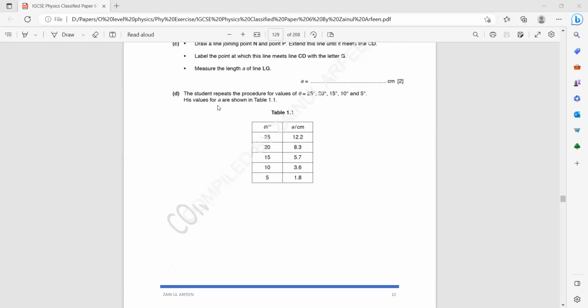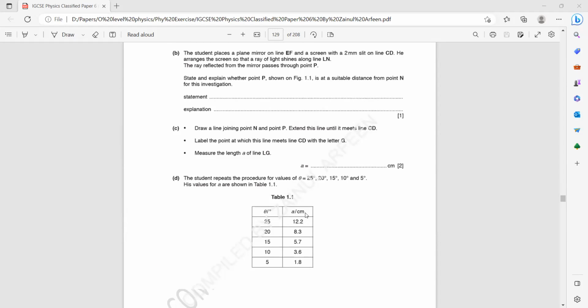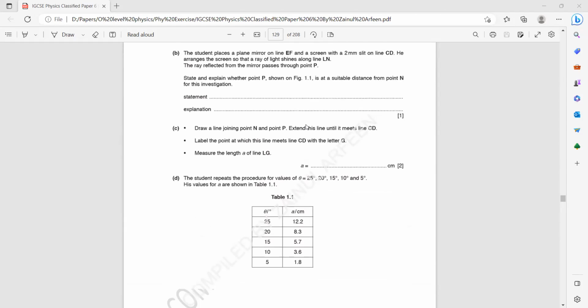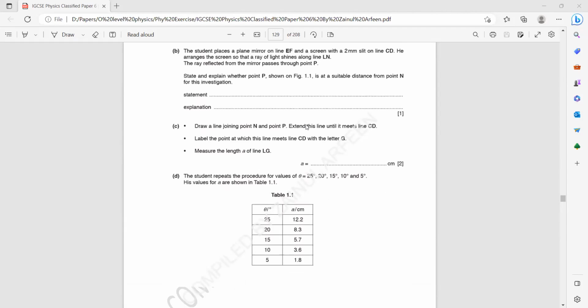The next one, the student repeats the procedure with different angles. You can see the student did it with angles 25, 20, 15, 10, and 5, and he got the values 8, 12.2, 8.3. These are the values the student plotted, and from these values you have to plot the graph only and find the gradient of the graph.